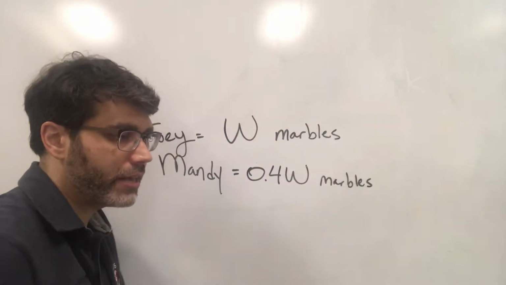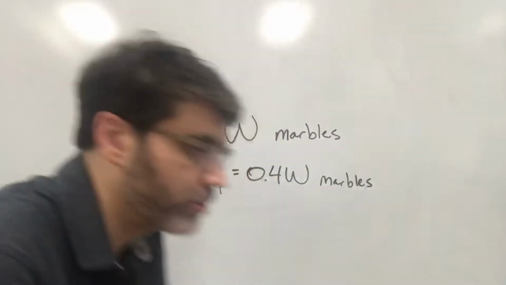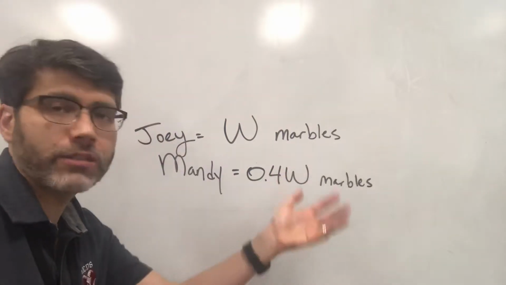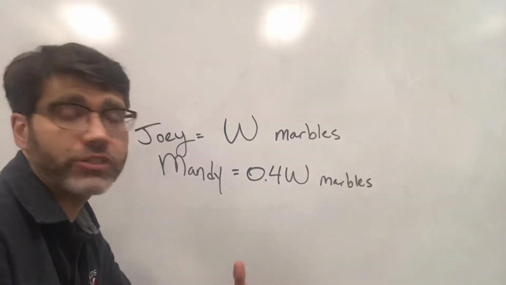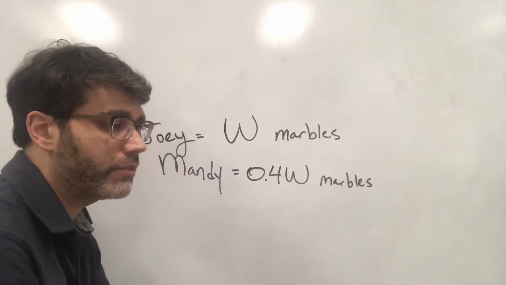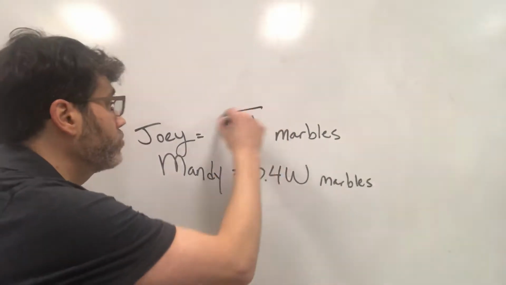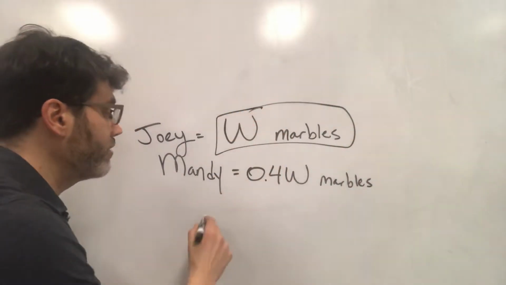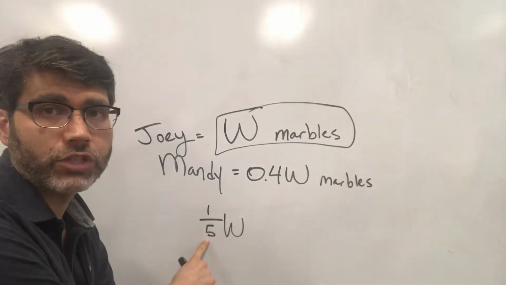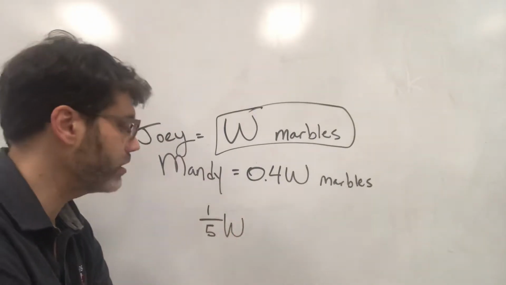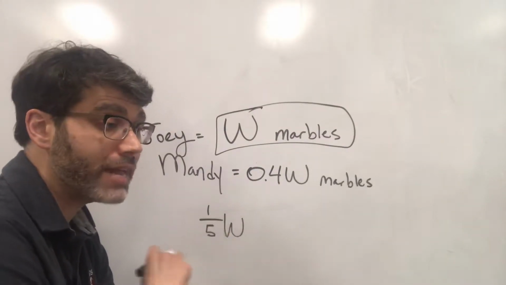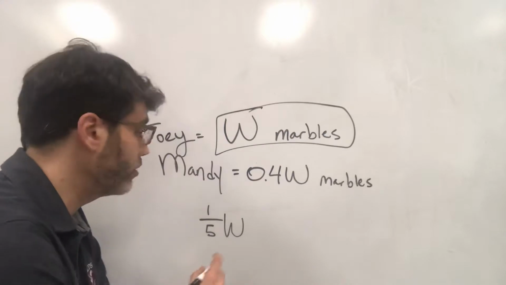And Joey gives 1/5 of his marbles. So I guess they're going to be giving some marbles to this other person, this third person, we'll call Mark, cousin Mark. So Joey gives 1/5 of his marbles. This is representing Joey's marbles, so 1/5 of it would be 1/5 W. You could also say that's 0.2. 0.2 is the same thing as 1/5.